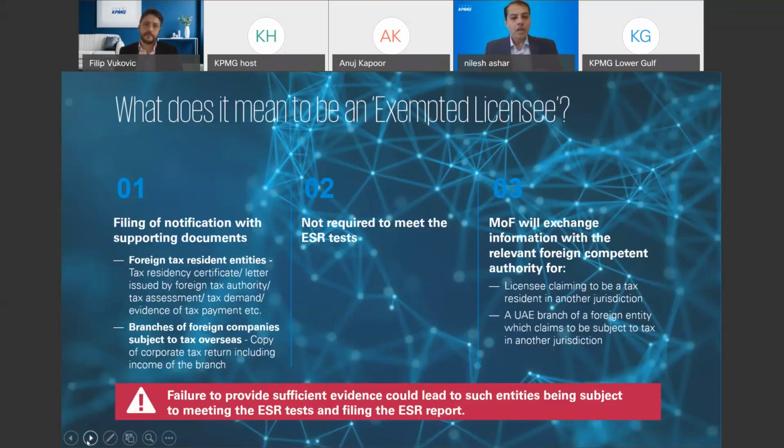The second implication of being an exempted licensee is that you're not required to meet the ESR test unless you fail the exemption by virtue of the sufficient documentation criteria. And the third important aspect of being an exempted licensee is that the moment you claim the exemption, Ministry of Finance will exchange the information relating to your exemption with the foreign tax authorities in the country where you claim you are a tax resident, or where the foreign parent is subject to tax on the income of the branch.